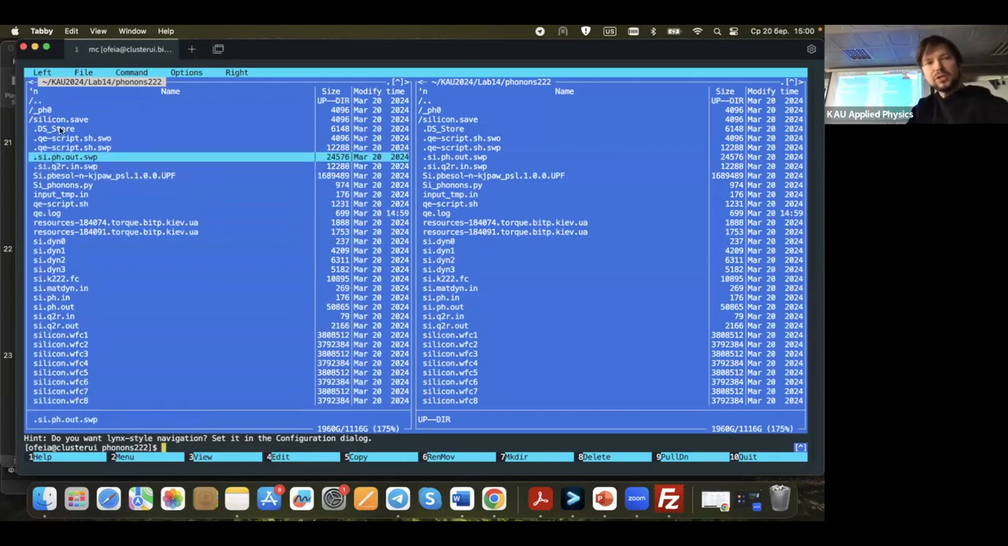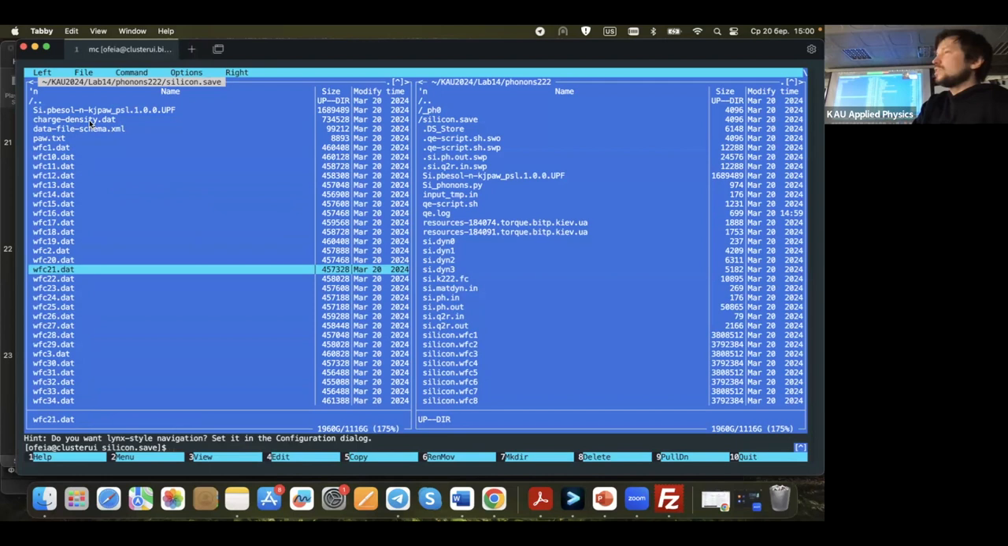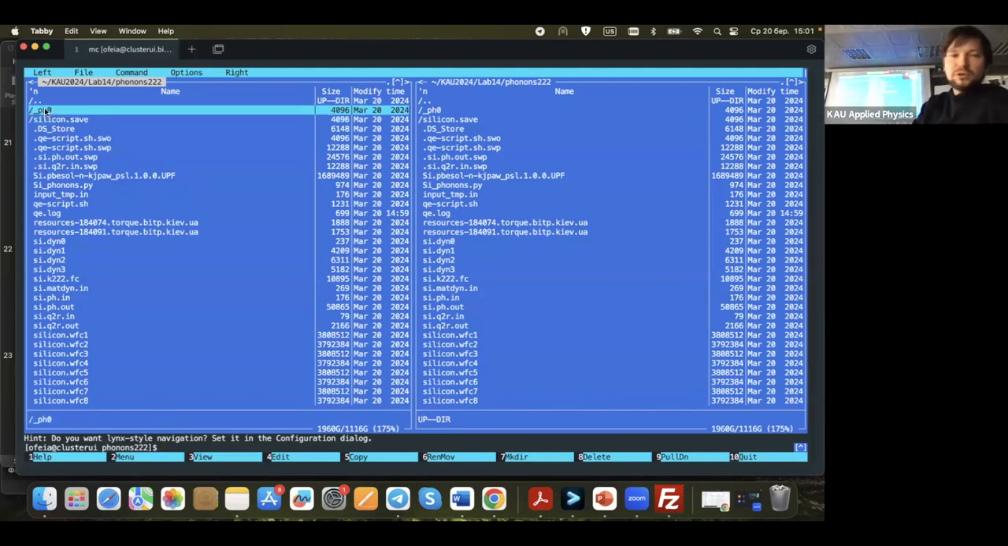Yeah, okay, maybe I don't. Also very important, you see. From the SF folder we got this silicon safe folder with wave functions, with the charge density and so on. This is very useful. And then for the phonons step, we got this ph0 folder.